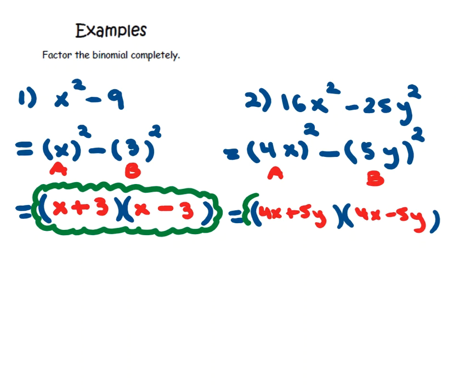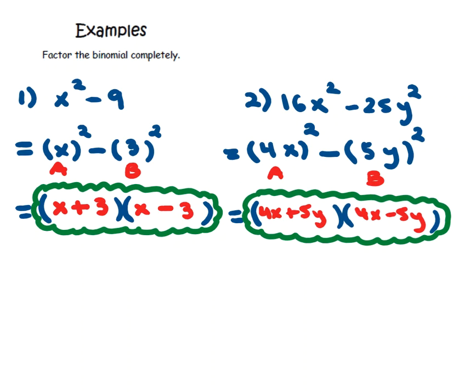And that takes care of it. That is the factored version of 16x squared minus 25y squared. Now, of course, you could check both of these answers by applying the FOIL technique: first, outer, inner, last. And after some simplification, what should happen is you should return back to the original problem.